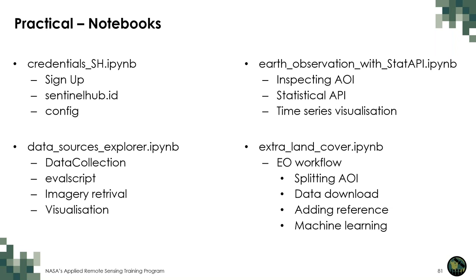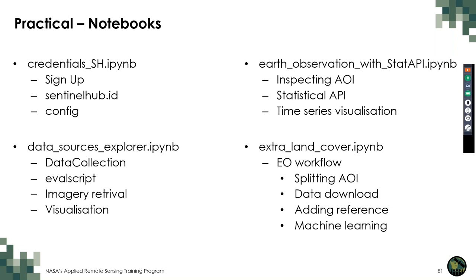Then afterwards, there is an external notebook that we'll not be able to take a look at entirely, but we will briefly review it. We will take a look at the extra land cover notebook, but we will not go too much into detail, as it actually encompasses all of the previous notebooks, and it is actually the entire procedure one would need to split a big area of interest, download the necessary data, add the reference, and do the required machine learning to achieve and produce a classification map.